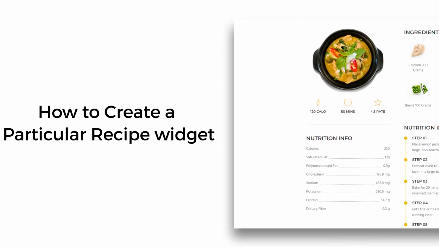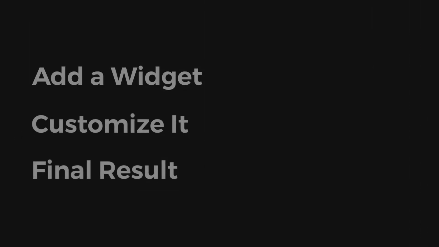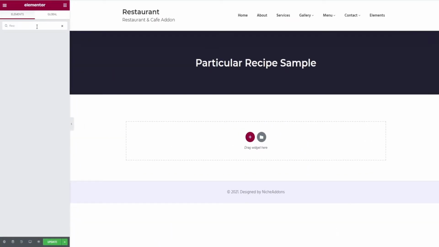In this video, we are going to look at how to create a particular recipe widget. It involves 3 steps: add a widget, customize it, and final result. Let's begin with adding a widget. In the search bar, search for particular recipe and drag and drop it in the widget area.